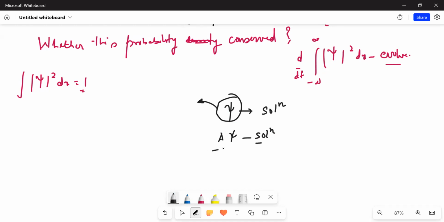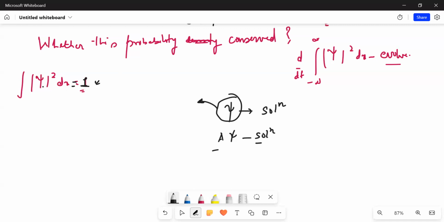This A, when we talk in physics, happens to be the normalization constant. Now, what I'm saying is that if this represents the probability of finding a particle, then the probability of finding the particle somewhere in the space should be unity, right? It should be somewhere in the space.